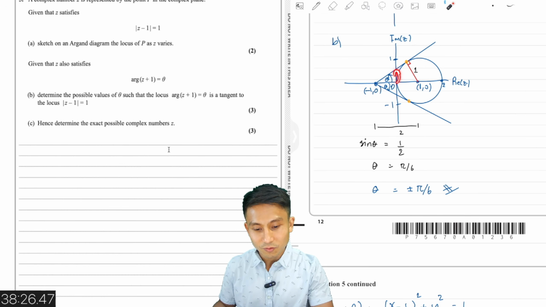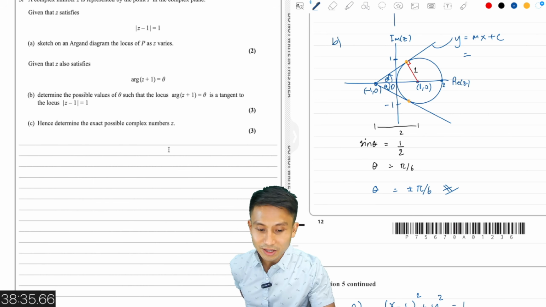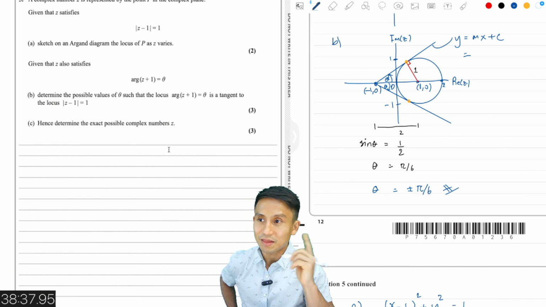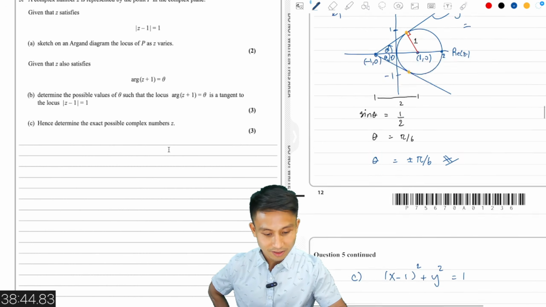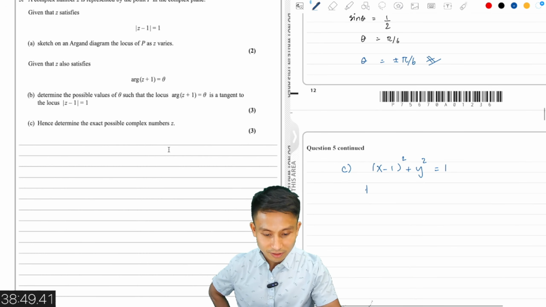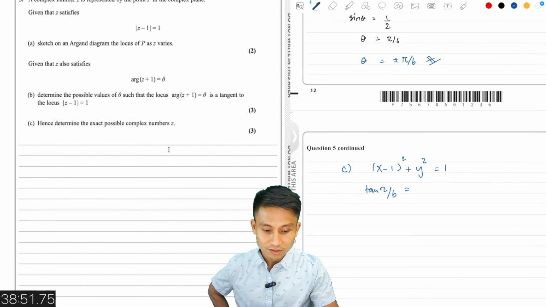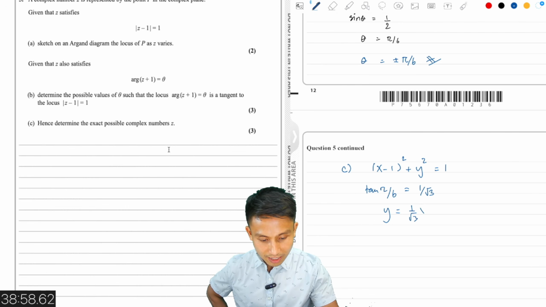It's the gradient. Well, you have to know that if this is a linear equation, the gradient of the linear equation would be the same as tan theta, because tan theta would tell you rise over run. So tan theta here would be tan of pi over 6, which is just 1 over root 3. So the linear equation would be 1 over root 3 x.